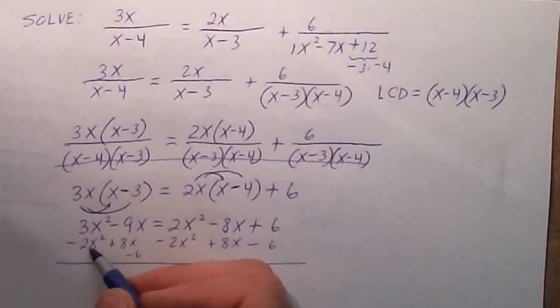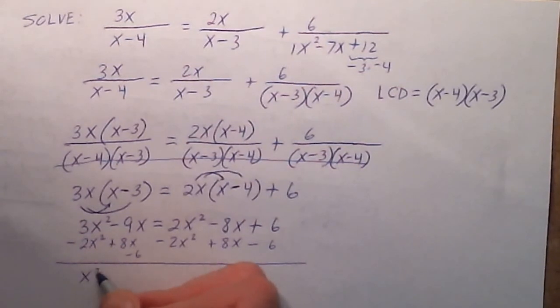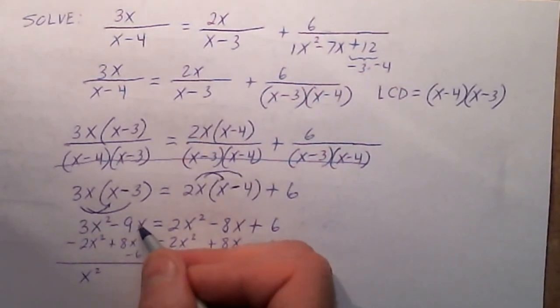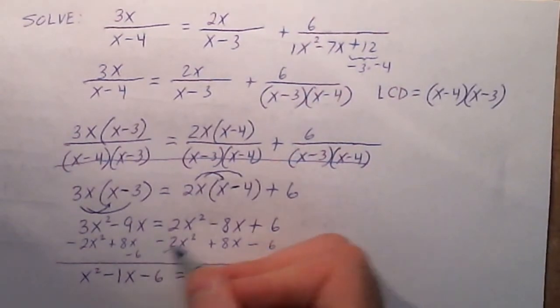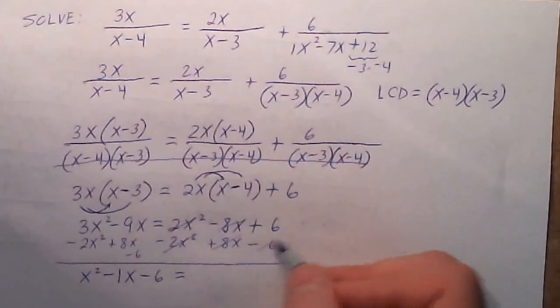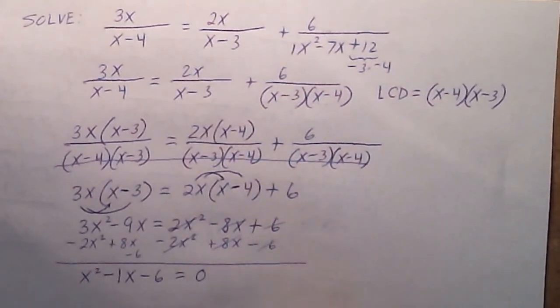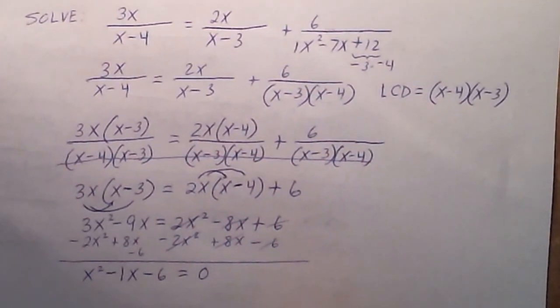3x squared minus 2x squared is 1x squared. Negative 9x plus 8x is minus 1x. And we got the minus 6 that we had to subtract also from the left side of our equation, so it's just a minus 6. The right side of our equation goes to 0 as everything cancels out. And so now this is the equation that we have to solve.